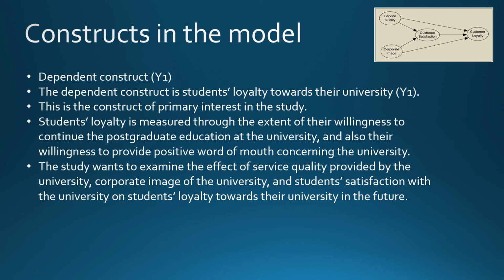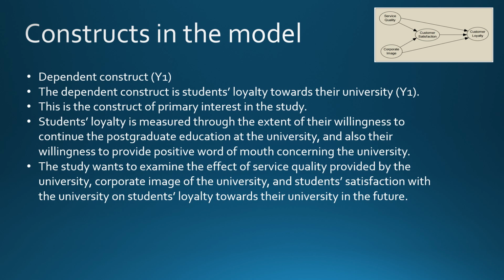Constructs in the model. Dependent construct, Y1. The dependent construct is students' loyalty towards their university, Y1. This is the construct of primary interest in the study. Students' loyalty is measured through the extent of their willingness to continue the postgraduate education at the university, and also their willingness to provide positive word of mouth concerning the university.